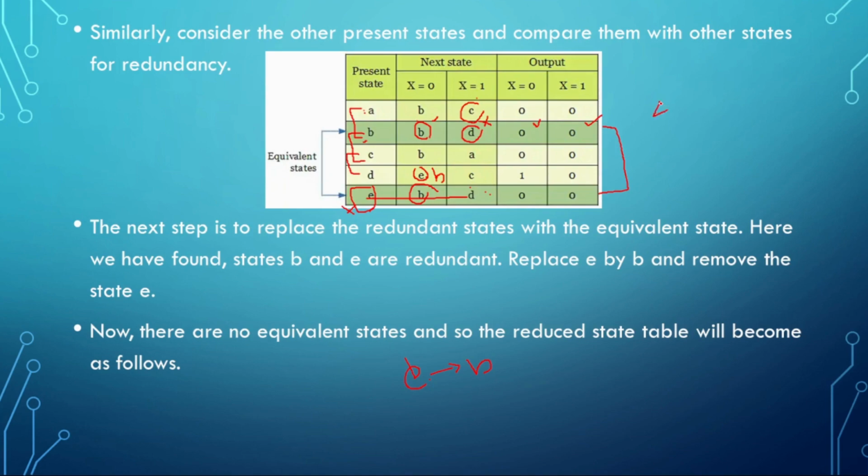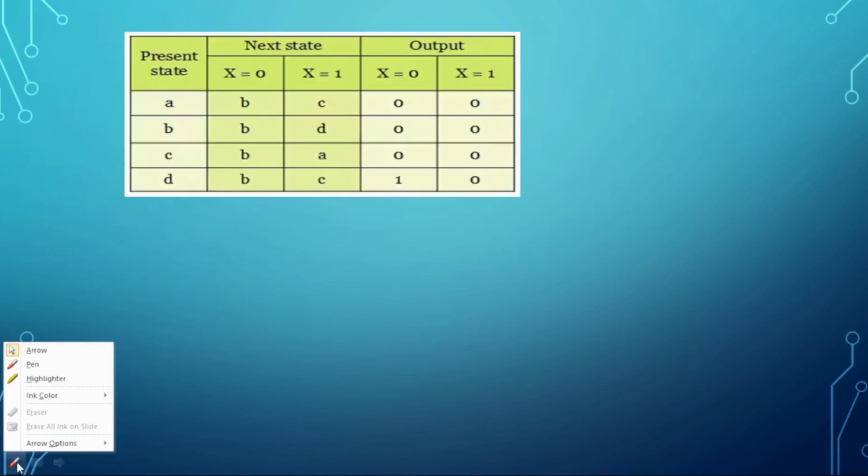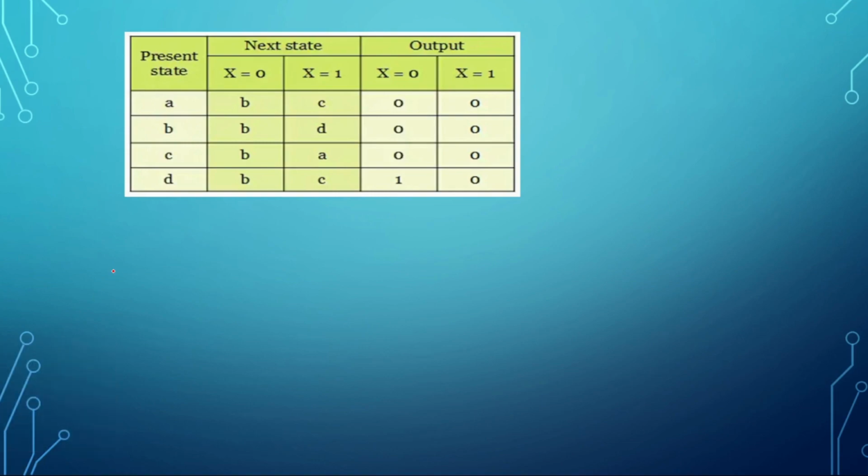In this fourth state, you need to compare one state with another state. If there is an equivalent state, you need to do the same procedure. Afterwards compare this, but from A to D, there is no equivalent state available. Finally, the given state table is reduced from 5 states to 4 states. So the E state is removed here.